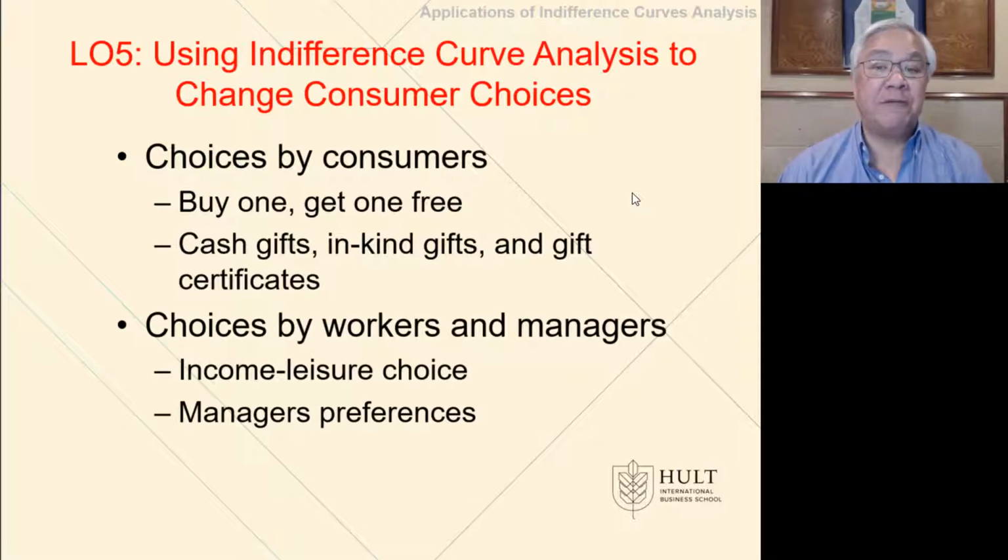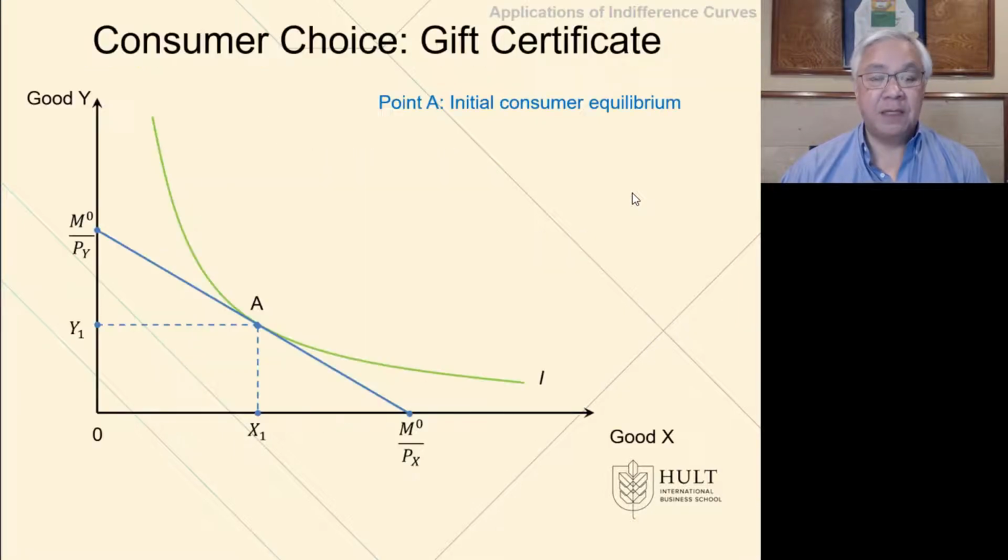We're also going to look at a different application talking about consumers now as workers, and they have a choice. I can work or I can have leisure. So how do they make those choices? So let's start with the gift certificate example.